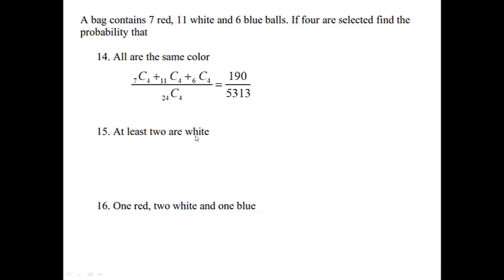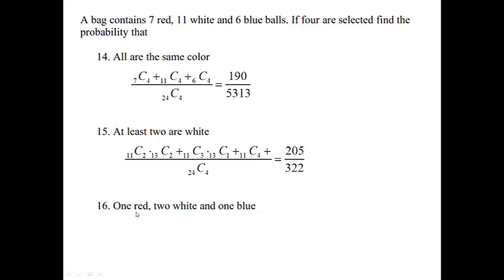At least 2 white. So that'll be 2 white, 3 white, and 4 white. So this is 2 white, and then 2 of another color. I don't care whether it's red or blue, so I'm going to just put that as 2 out of 13. And then I want 3 white. Then I want one that's not white. Right? One that's not white, and then I just want all white. And the sample space is 24 choose 4. So that's how you do that one.